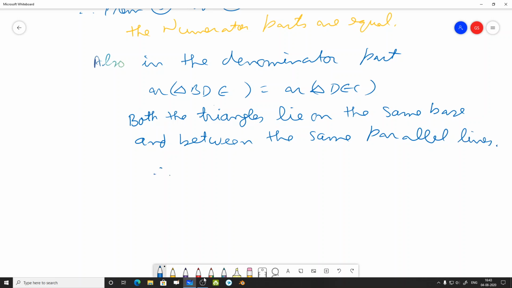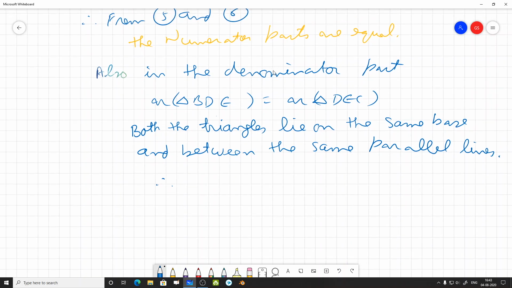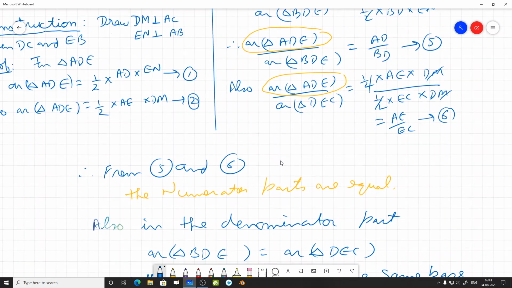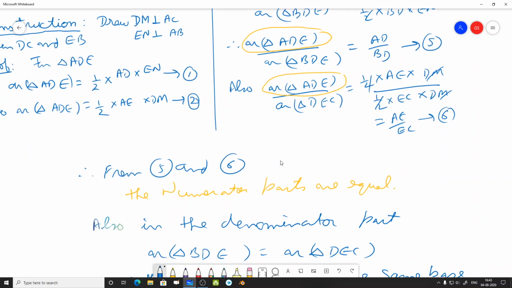Therefore, here what we have got is that the denominator part is equal and the numerator part is also equal. So both the parts are equal, from 5 and 6. From 5 and 6 we have seen that the numerator part is equal, and also the denominator part is equal. Therefore the left hand sides of 5 and 6 are equal, so the right hand sides should be equal. Therefore, from 5 and 6 we can say that AD by BD is equal to AE by EC, and so this is our proof.